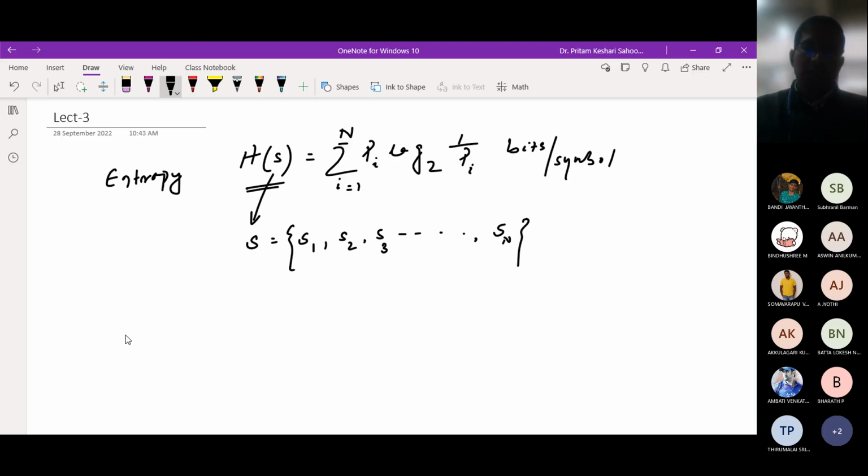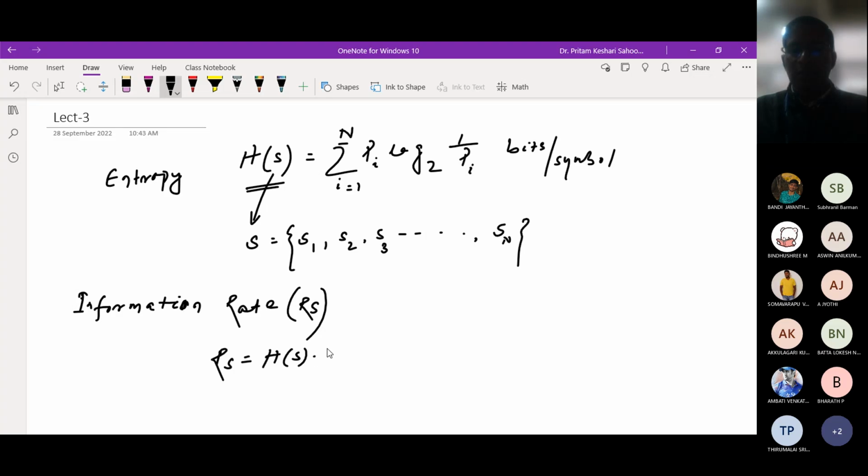With this, we also discussed one more term called the information rate, which we represented by the symbol capital R, with S as the subscript. We discussed that the information rate is the average information multiplied by the symbol rate. So we studied that R_S is equal to H(S) multiplied by r_s. And what will be the unit? Since entropy has a unit of bits per symbol, and the symbol rate is in symbols per second, the unit will be bits per second. So the unit of information rate is bits per second.